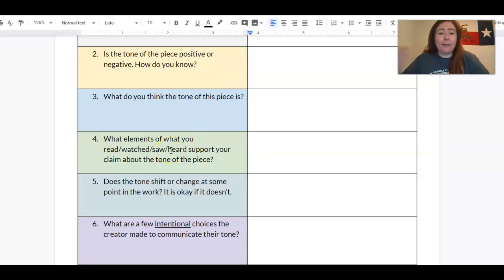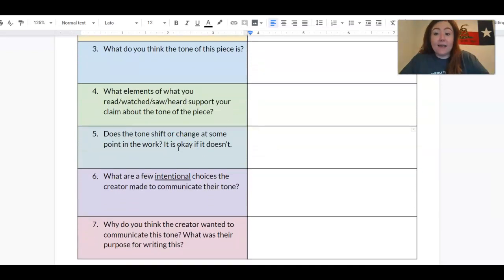Number four kind of piggybacks off of that. So what elements support your claim about the tone? So this is your evidence, okay? This is where you pull a line from the poem or something that happened in the music video to help support your claim of the tone.